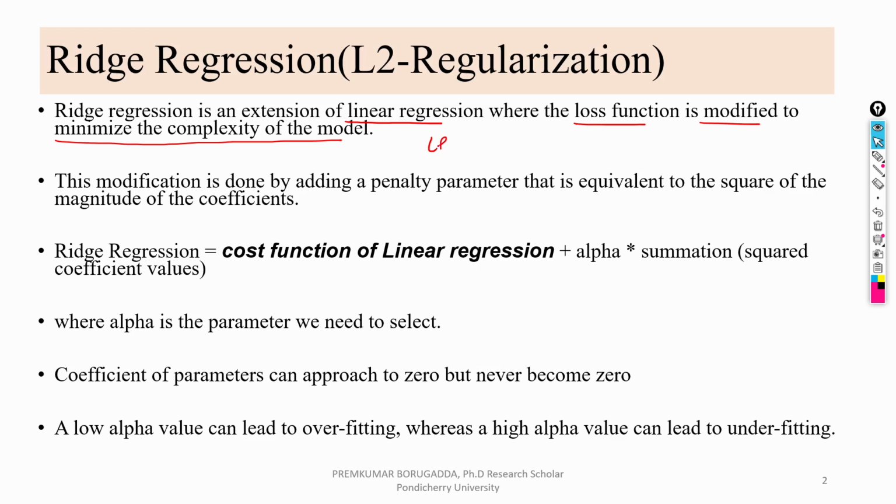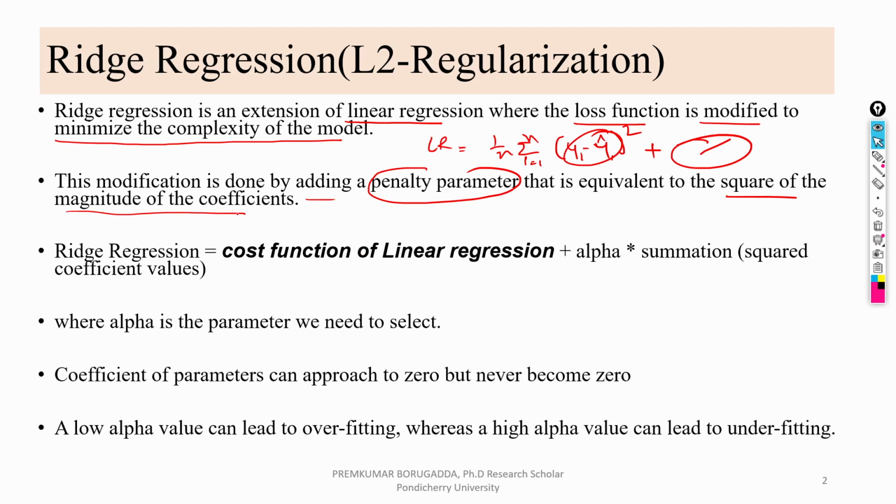In linear regression, the cost function is 1 by n, sigma i equals 1 to n, (yi minus yi hat) whole square. This is the error. So in this loss function we have to make a modification. We have to add some kind of parameter. What are we going to add? The modification is done by adding a penalty parameter, which is equivalent to the squares of the magnitude of the coefficients.